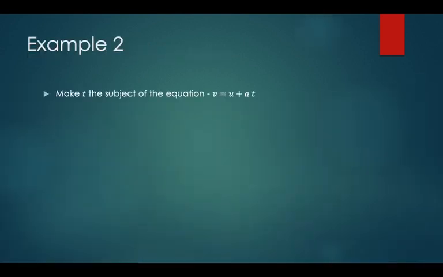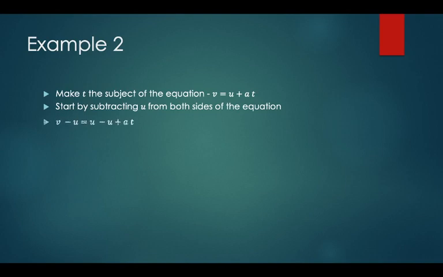Example number 2. So making T the subject of this equation, V equals U plus AT. Again, the A and the T are next to each other, therefore they are multiplied together. There's just no multiplication symbol. So start by subtracting U from both sides of this equation. V minus U equals U minus U plus AT. As U minus U is equal to 0, we can reduce the equation to V minus U equals 0 plus AT. We can then reduce this further to V minus U equals AT.